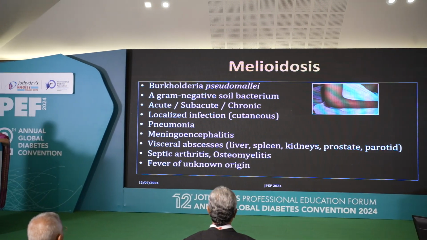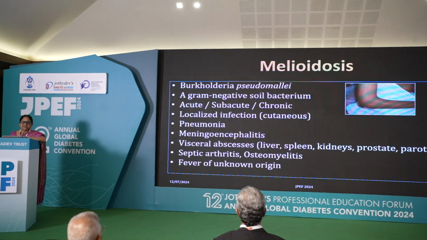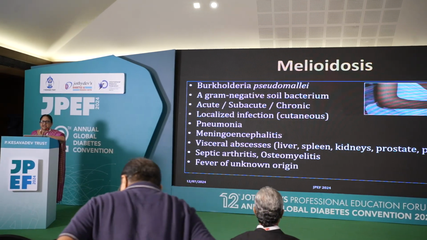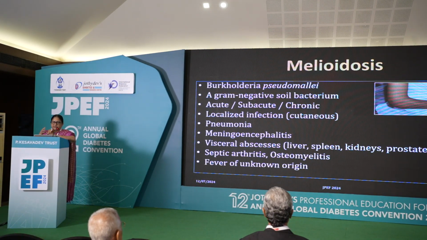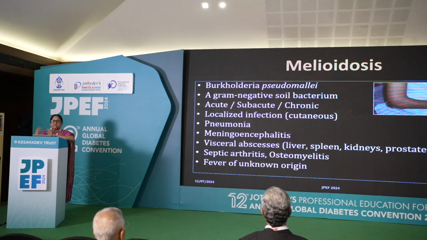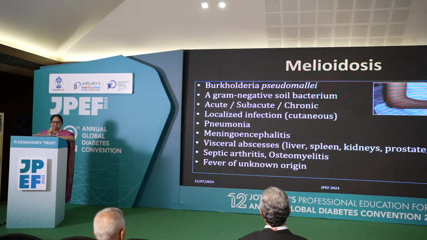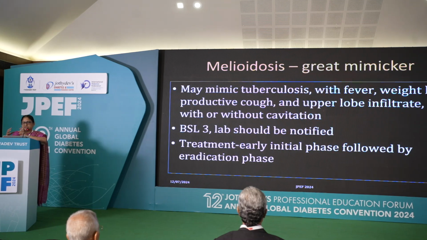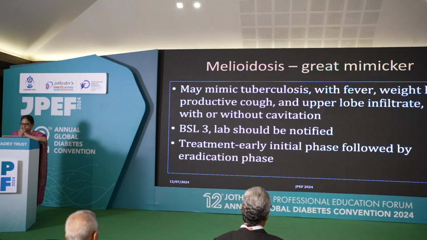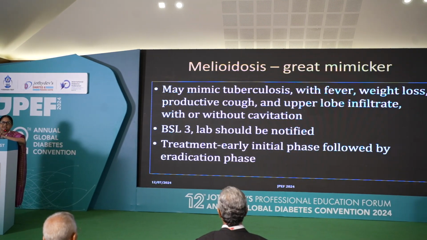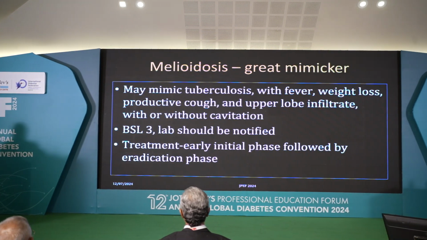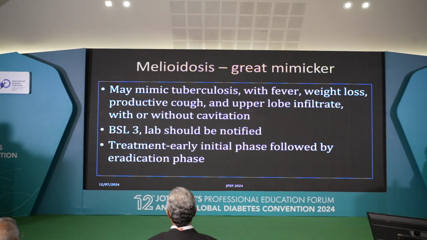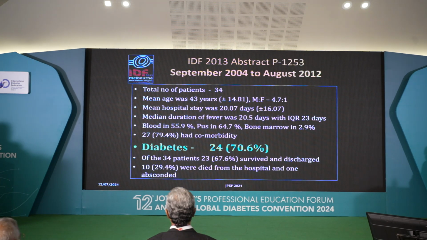This illness, melioidosis, is caused by Burkholderia pseudomallei, a gram-negative soil bacterium. It produces many presentations, but the most important ones we should remember are liver abscess, pneumonia and meningoencephalitis. They mimic tuberculosis because they come with multiple abscesses or consolidation like upper lobe infiltrate. Treatment is early initial therapy followed by an eradication phase. If we suspect melioidosis, we need to inform the lab, because laboratory workers also may have a risk of getting infected while handling these cases.